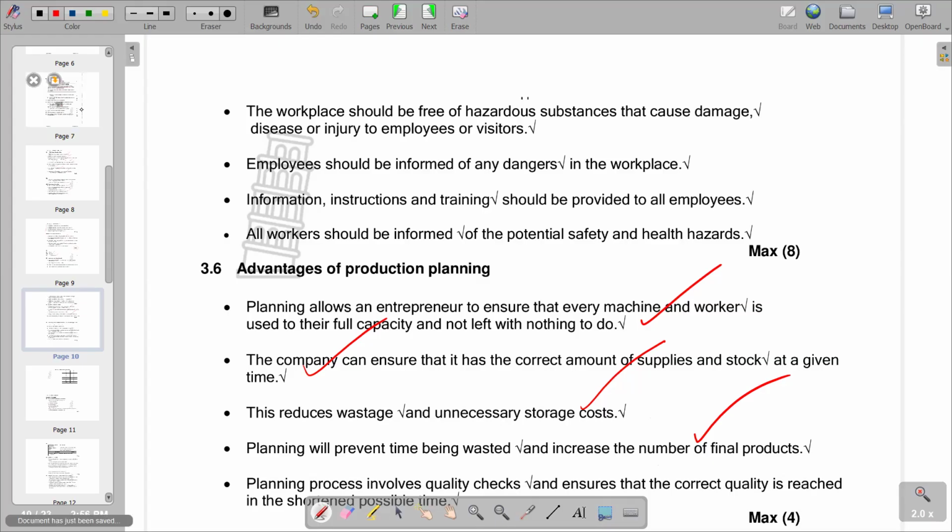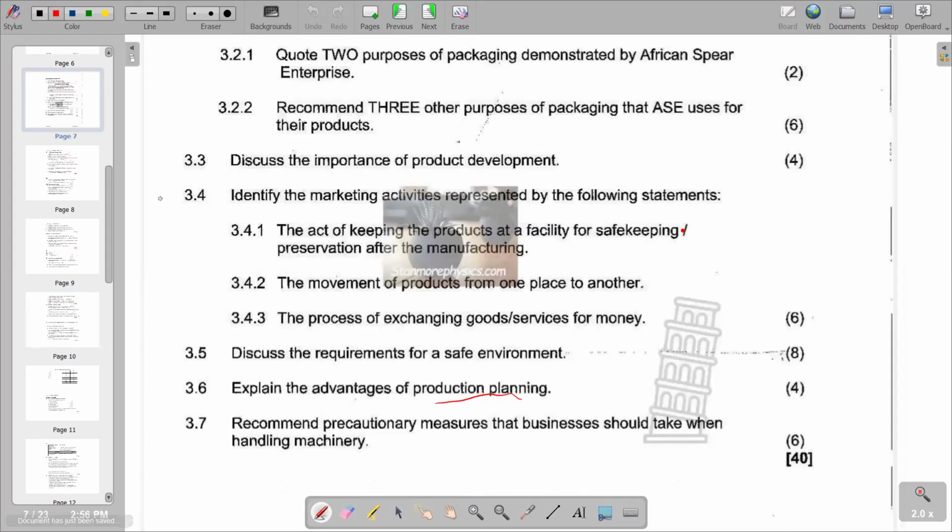Then we'll move on to the next part, which is going to be on 3.7. Recommend precautionary measures that businesses should take when handling machines. So obviously, when handling machinery, it is very important that we take caution in the ways in which we are handling it, so that we prevent the issue of being harmed by this machinery. So what are those precautionary measures that businesses should take when handling machinery is our question.